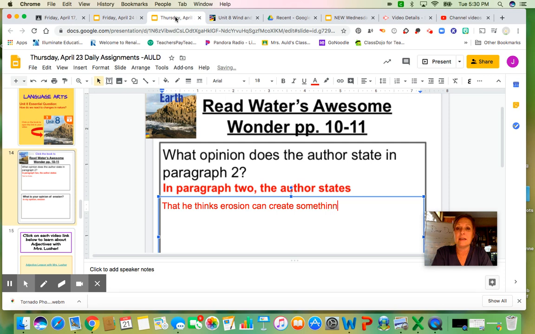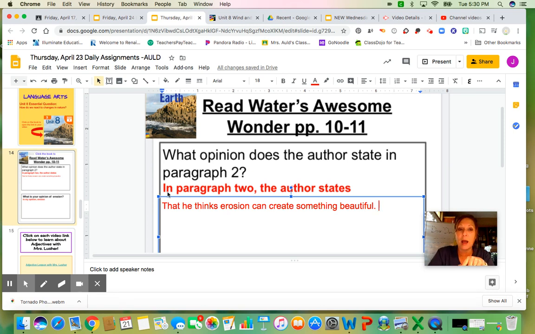Something beautiful. And then you can add a couple more sentences to that. Maybe you can elaborate on what erosion is. Why do you think the author thinks that? Okay, so you can use our sentence starter up here. You can write your own sentence, but you need to make sure that your sentence starts with a capital letter and ends with a period.